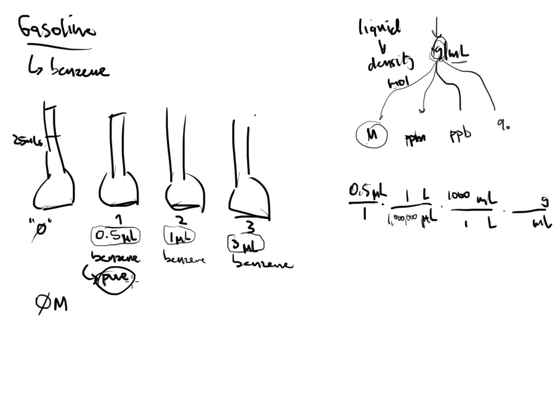So if I add a half of a microliter, I want to know the actual amount that I have put into that flask. And I want to report that concentration in molarity. So I've got my microliter, converted it to liter. Converted it to mil, because density requires milliliters here, and that will allow me to go to gram. So I now need the density of benzene. So benzene's density is 0.876 grams per mil.